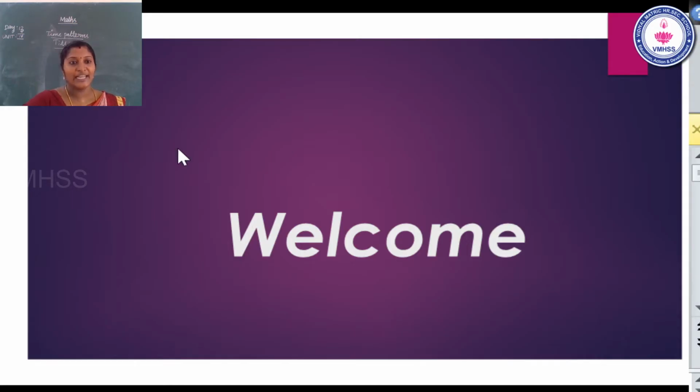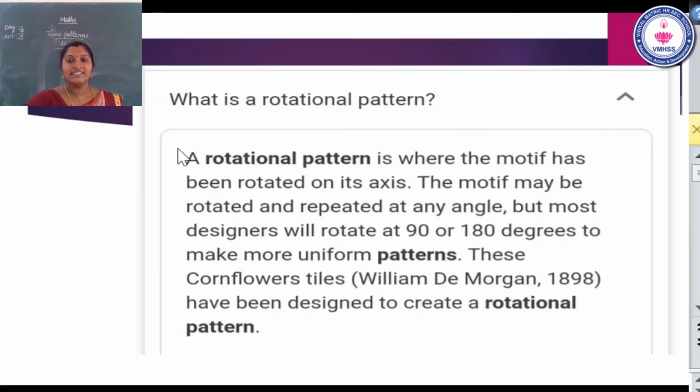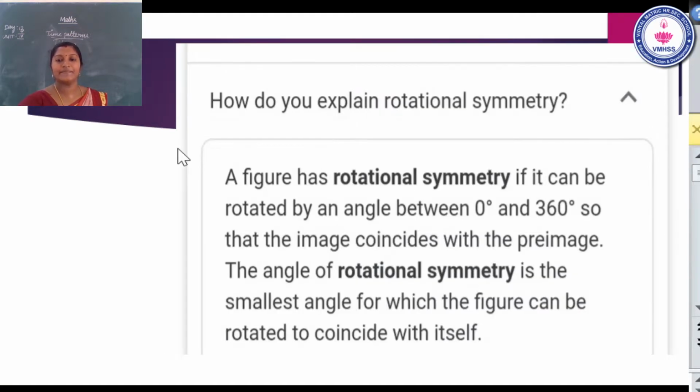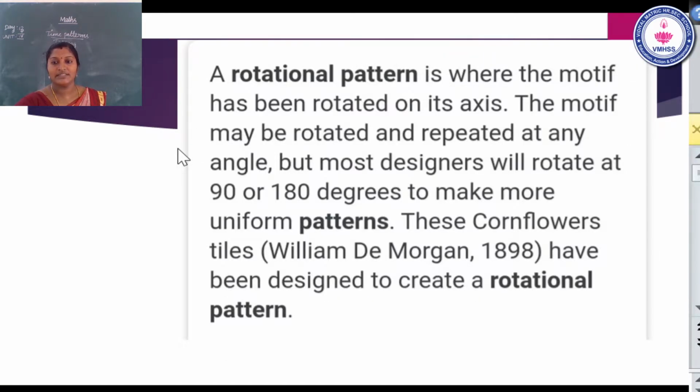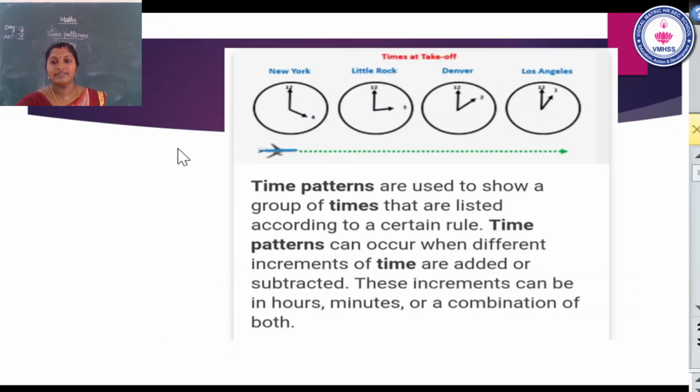So you already know rotational pattern, so once again we recall. A rotational pattern is where the motif has been rotated and repeated. The motif may be rotated and repeated at an angle. Okay, students, so today we are going to discuss time patterns.